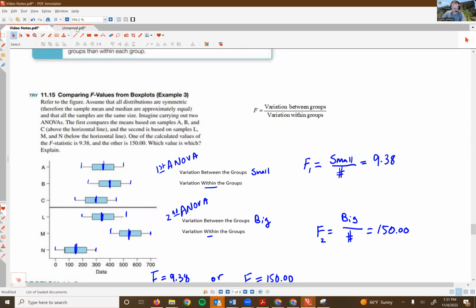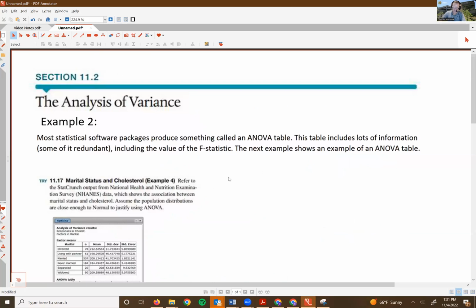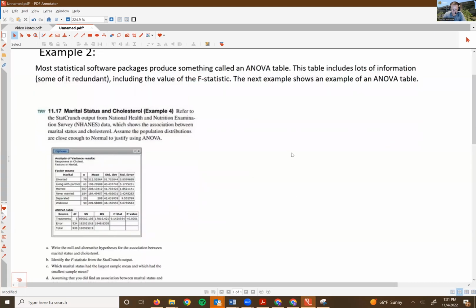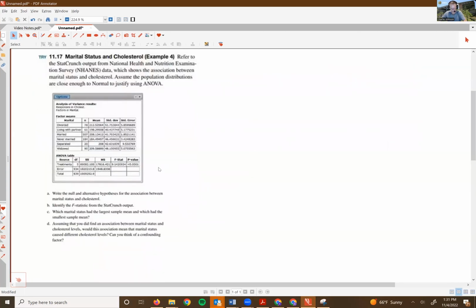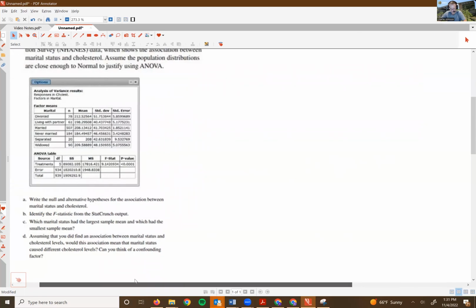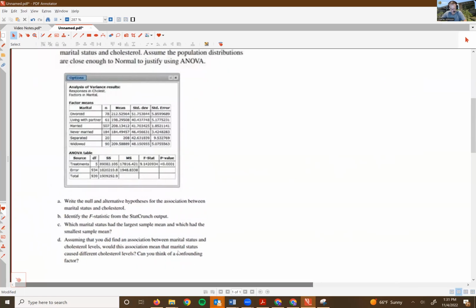Now, as in past hypothesis tests, we can use statistical software packages to help us determine the result of the test. So most statistical software packages produce something called an ANOVA table. This table includes lots of information, some of it redundant, including the value of the F statistic. This next example has one of these ANOVA tables. I know that's kind of small, so let's increase the font size a little bit to view that better.